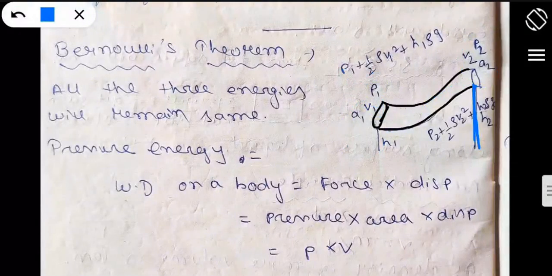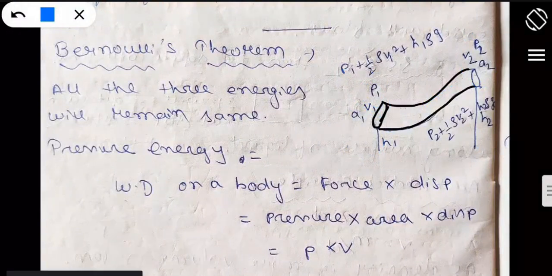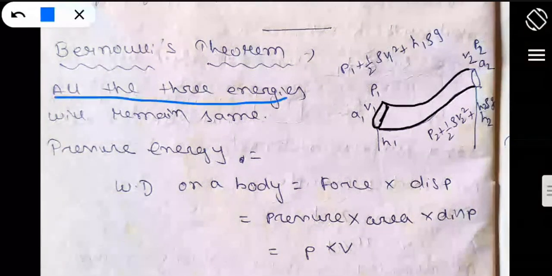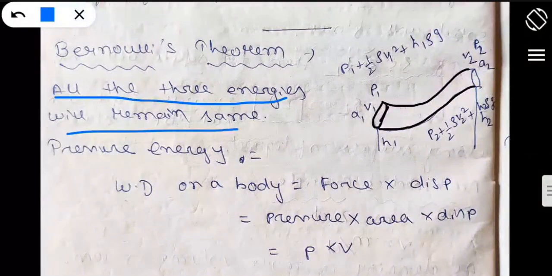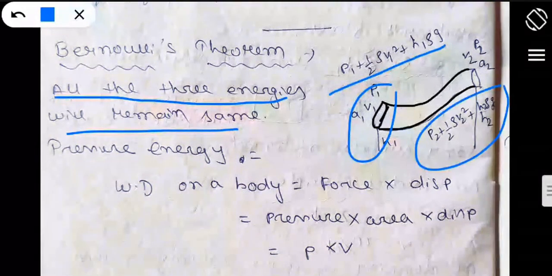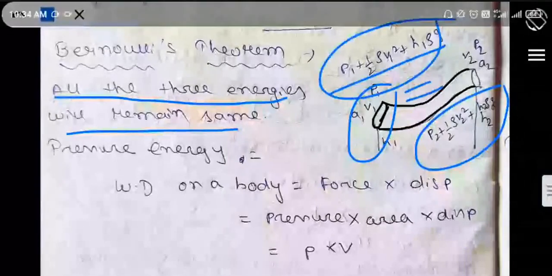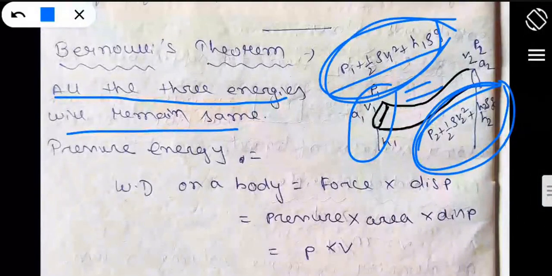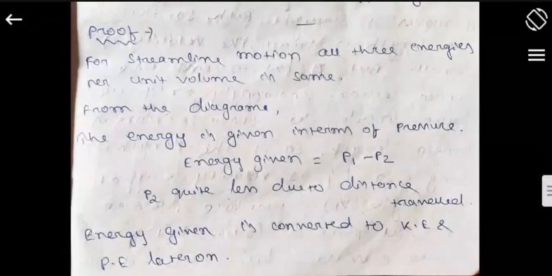Now let us see in detail what the formula is and what we need to prove in Bernoulli's theorem. Bernoulli's theorem says all three energies will remain the same, that is, at the starting point P1 plus half rho V1 square plus rho g H1 will be equal to P2 plus half rho V2 square plus rho g H2. This one is equal to this one. That only we need to prove. Now let's move on to the proof section.